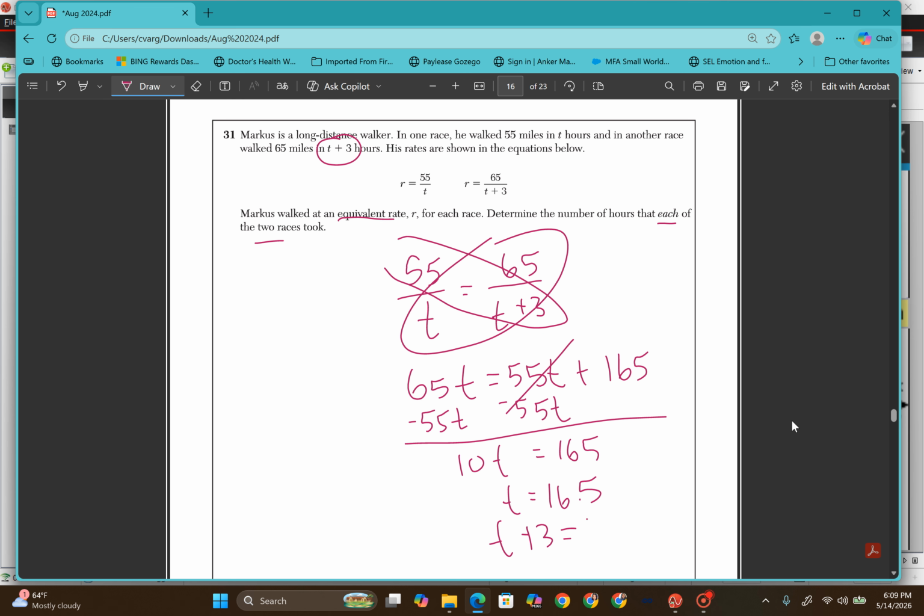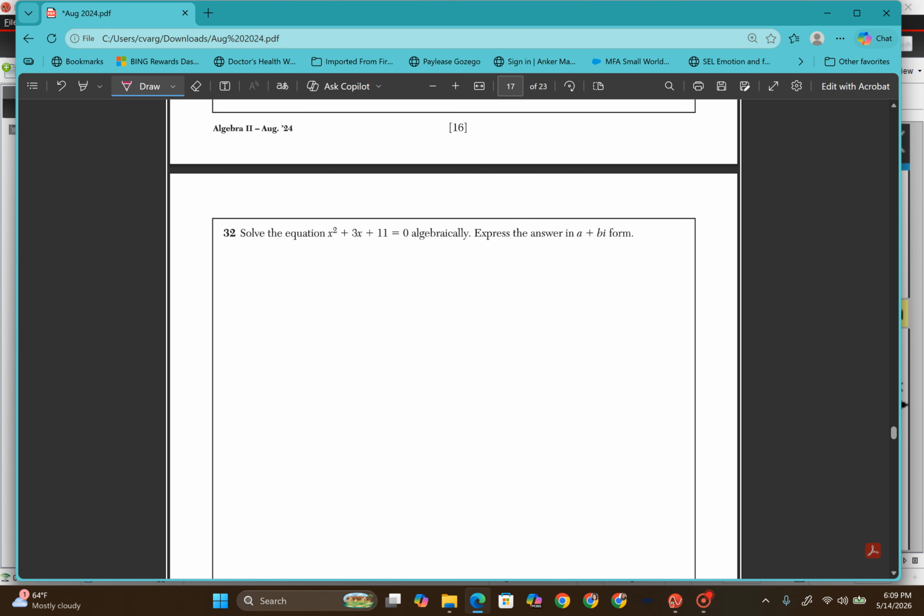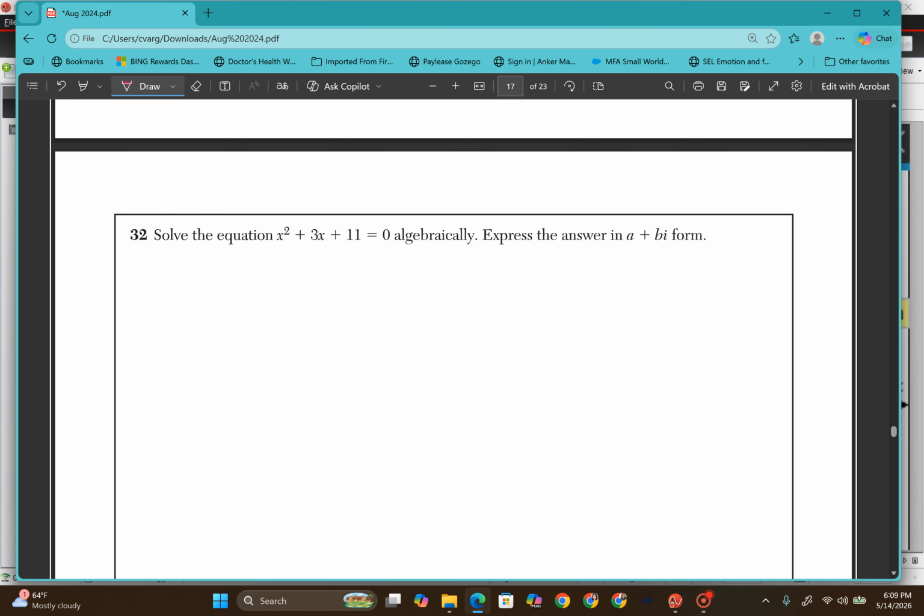So these are the two amounts of time that you need to write for question 31. All right, we're almost done. Solve algebraically, which means that here you're going to have to do quadratic formula. So a is 1, b is 3, and c is 11. So negative b plus or minus square root of b squared minus 4ac all over 2a.